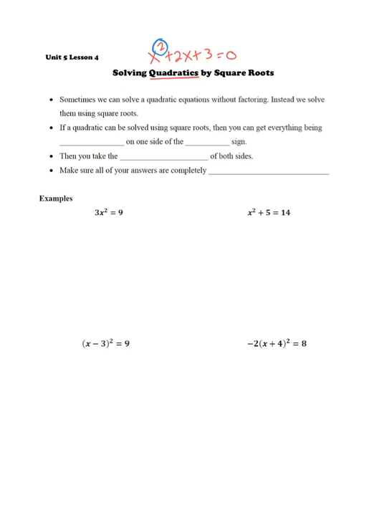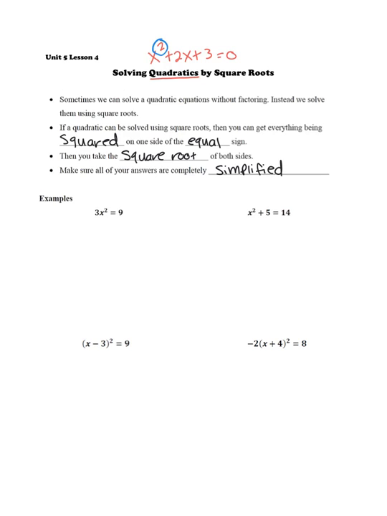Sometimes we don't have to factor to solve. We can use other methods. If you solve using square roots, then you can get everything being squared on one side of the equal sign, and then you take the square root of both sides. And then we're going to make sure our answers are completely simplified.